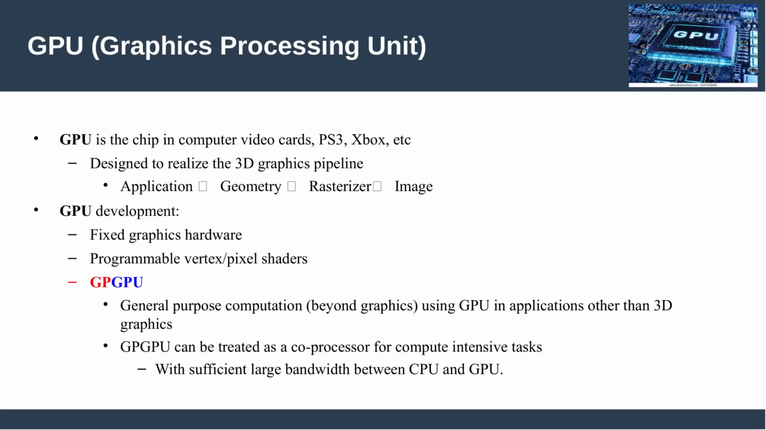Graphics processing units, integral to video cards and gaming consoles, are designed for the 3D graphics pipeline, transforming applications through geometry and rasterization into images. Initially fixed, graphics processing units evolved with programmable shaders and general-purpose computing on graphics processing units capabilities, enabling general-purpose computation beyond graphics. General-purpose computing on graphics processing units acts as a co-processor for compute-intensive tasks, leveraging high bandwidth between central processing unit and graphics processing unit.